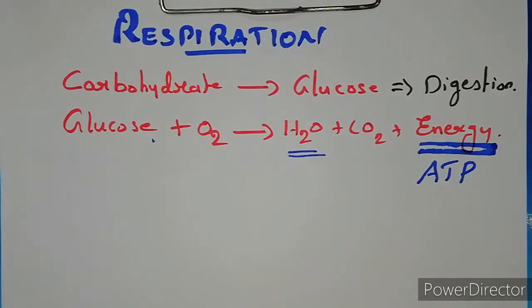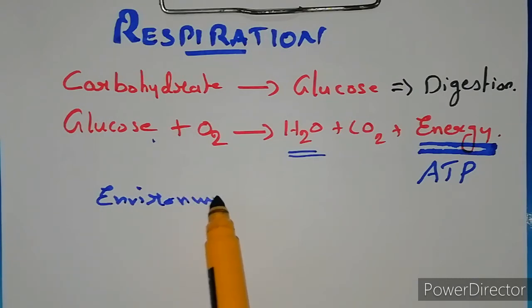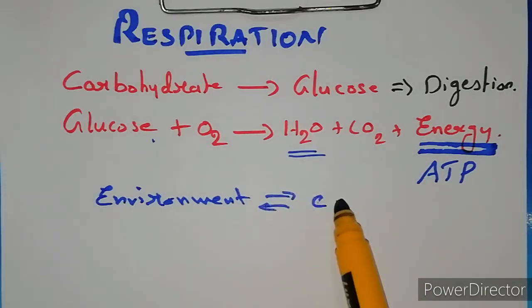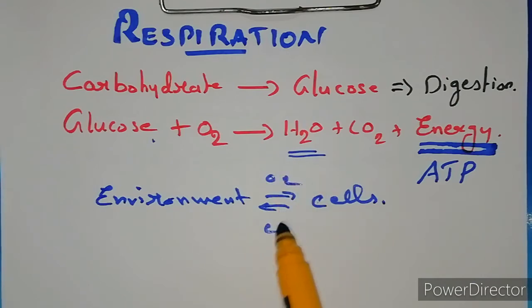If we give one definition for respiration, we could say the term respiration refers to the exchange of oxygen and carbon dioxide between the environment and our cells. We are leaving carbon dioxide and receiving oxygen from the environment. This exchange of oxygen and carbon dioxide is going on between the environment and our cells. This process, to release this energy, is known as respiration.